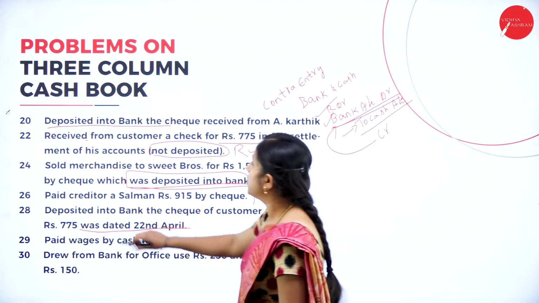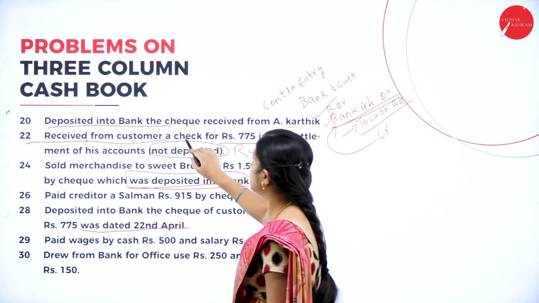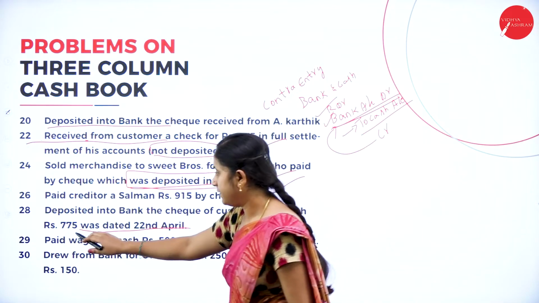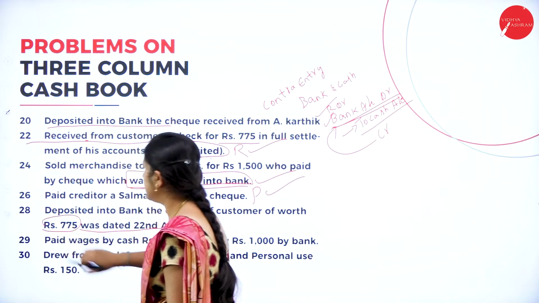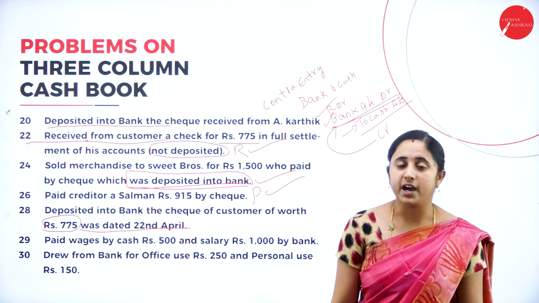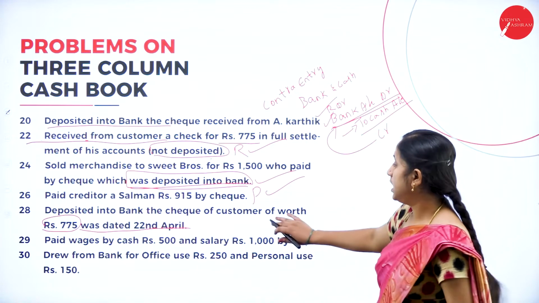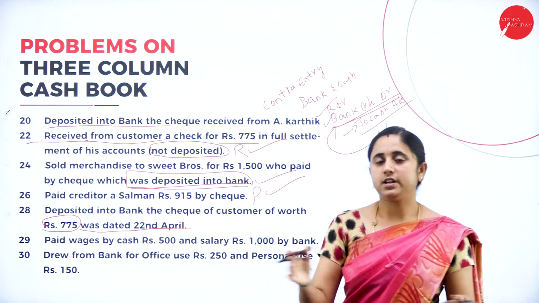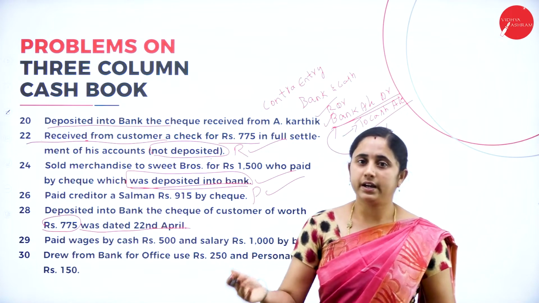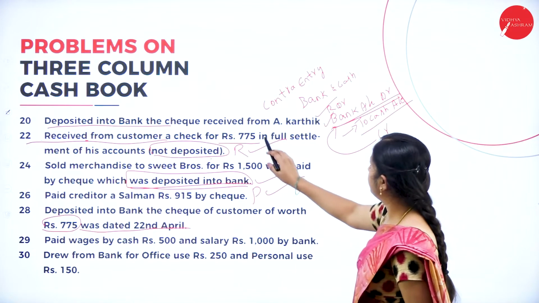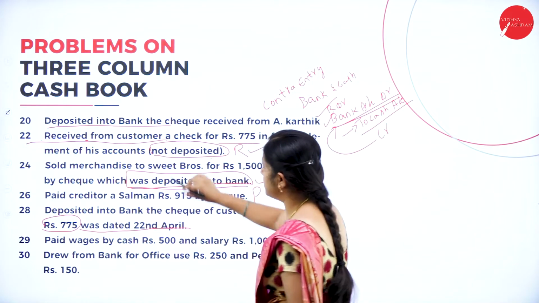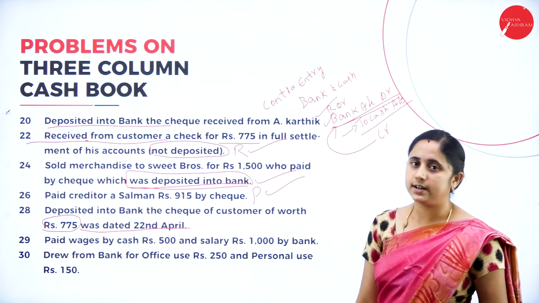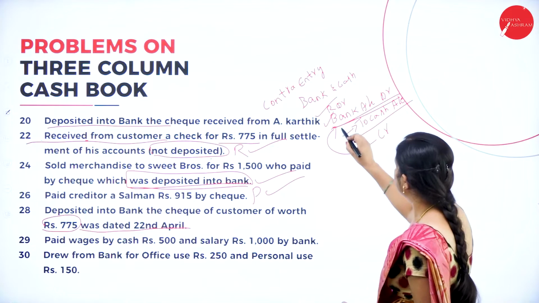Next, April 28th, deposited into the bank the check of a customer worth rupees 775, dated 22nd April. That means on the 22nd we received the check from the customer but did not deposit it. That 775 rupees check you are now going to deposit in the bank. Now the check is yours, so you deposit it in the bank. This is a transaction between the bank and cash, like the 20th transaction. Here also you deposit the check into the bank, so the entry is the same.